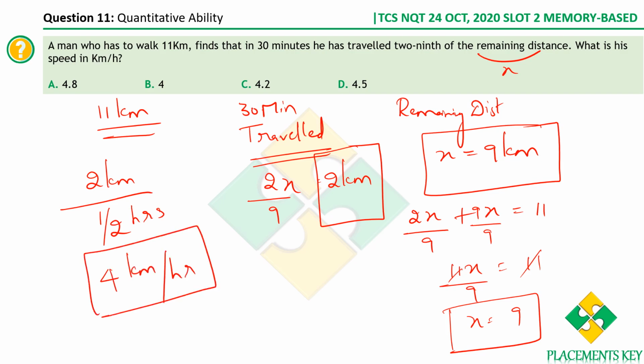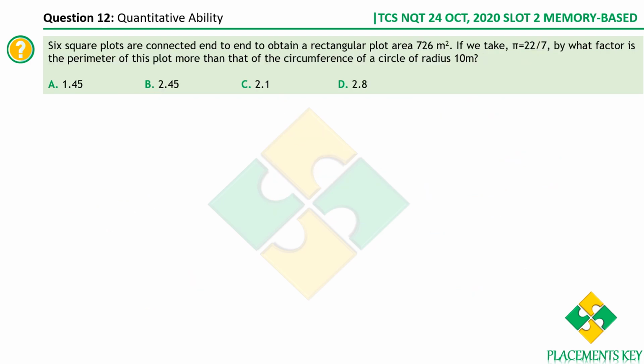Okay, in simple terms, if he covers 2 kilometers in half an hour, he will cover 4 kilometers in an hour. That is called speed. Therefore, his speed was 4 kilometers per hour. It is supposed to be a very easy question. Whatever he has traveled plus whatever he is yet to travel is equal to 11. From there you get the x value, so that you get how much he has traveled. From there you also get the speed. I hope this is clear. Let's move to the next question.